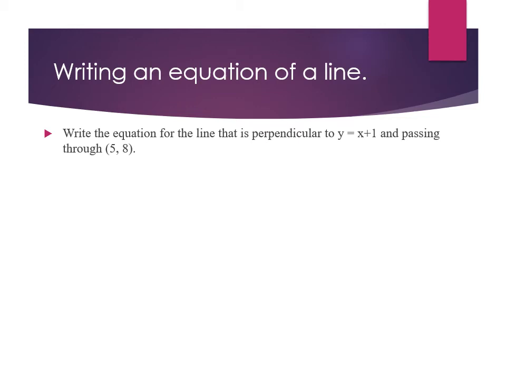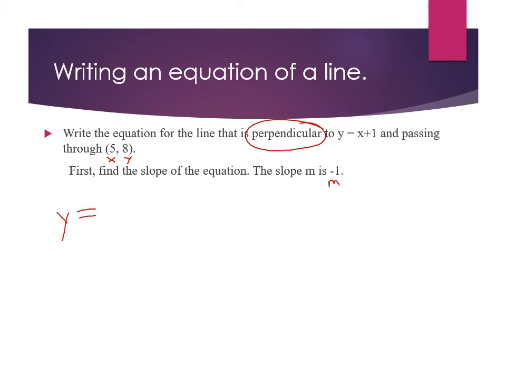Good. We are asked to find the equation of a line that's perpendicular to y equals x plus 1 and passes through 5, 8. So we know, again, talking about being perpendicular, we know that the slope is negative 1. So if I want to find my b now, you have an x and a y because they gave you a point that it needs to go through, and you have an m. So I'm going to use y equals mx plus b, slope-intercept form.